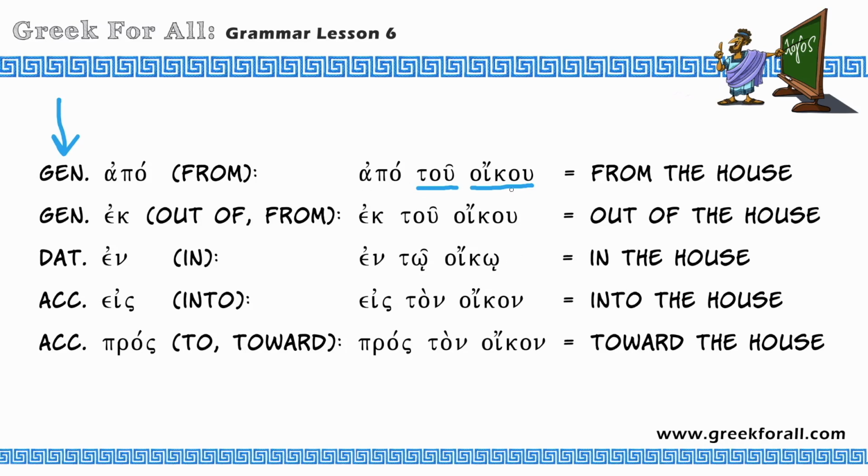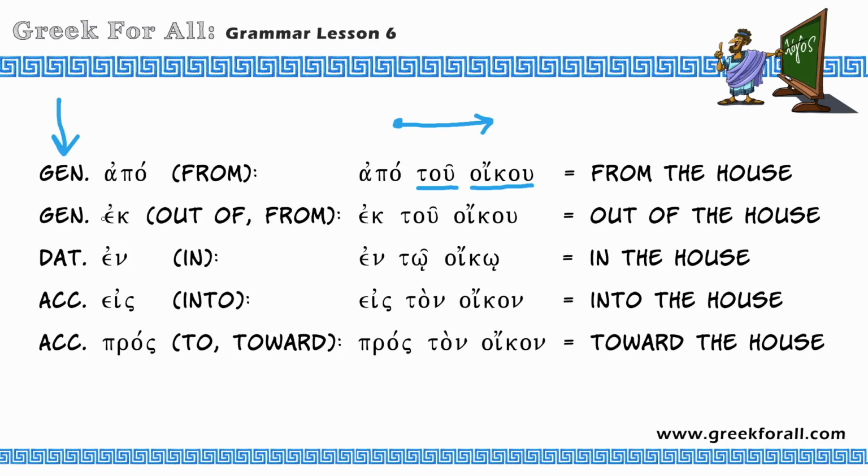It's very easy to translate prepositions with the following words. You just offer a literal translation, from the house. And as we mentioned earlier, the genitive case shows separation, so it shows a separation away from some object, in this case from the house. The movement is away from the house, separation. So apo only uses the genitive case. You will never see any other cases here. Apo plus genitive means from.